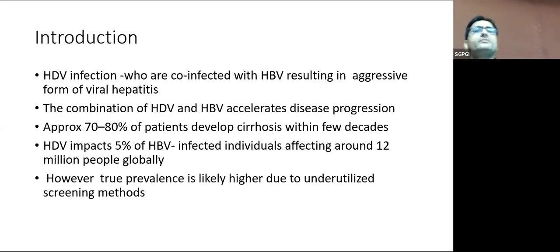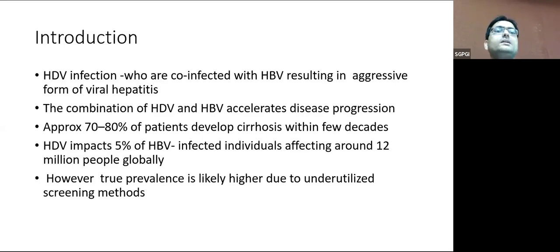Hepatitis D infection in patients who are co-infected with hepatitis B virus results in an aggressive form of viral hepatitis, and this combination accelerates the disease progression. And of those who progress to chronic hepatitis with this combination, approximately 70 to 80% develop cirrhosis within a few decades without treatment.